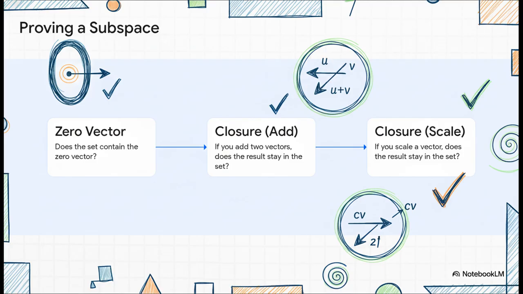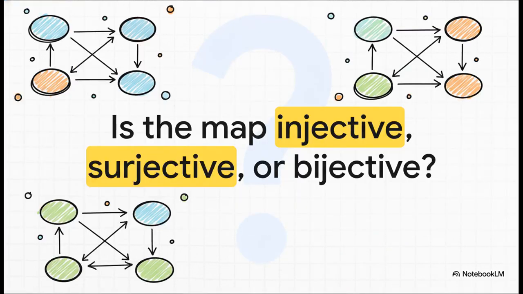Number 1, does the universe contain a 0 point? Number 2, if you take any two things from inside it and add them, does the result stay inside? And number 3, if you take anything from inside and stretch it, does that also stay inside? If you can say yes to all three, then you've done it. It's a certified subspace.